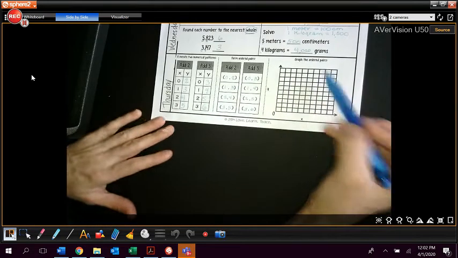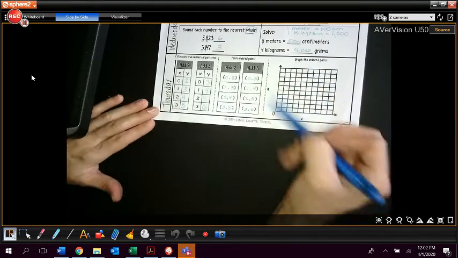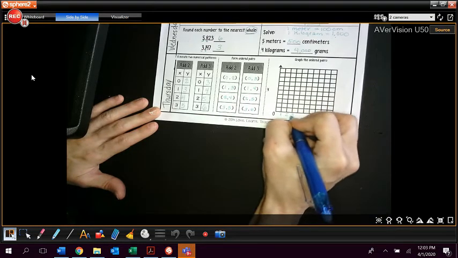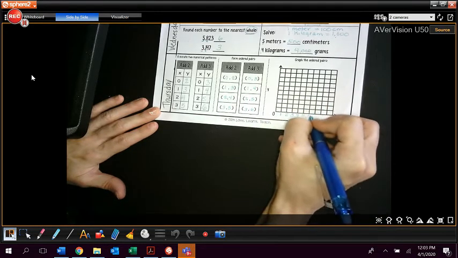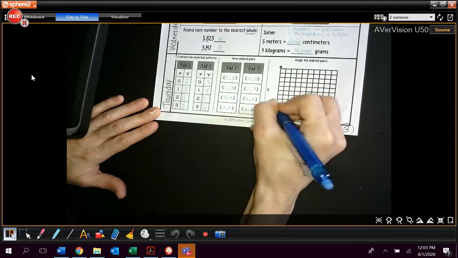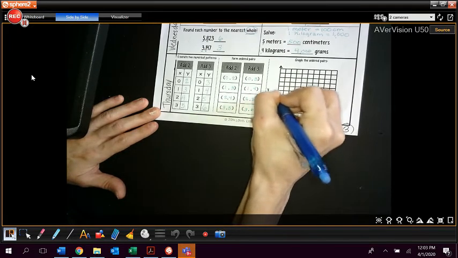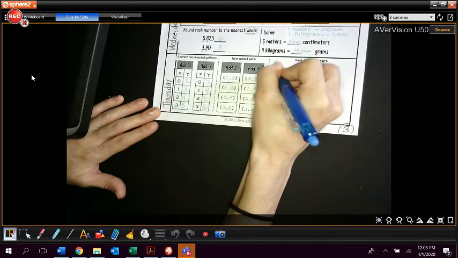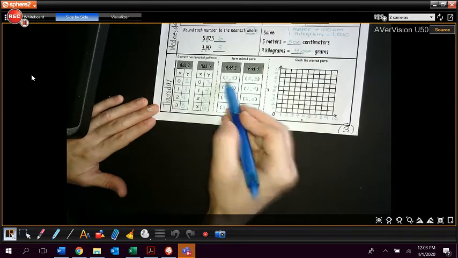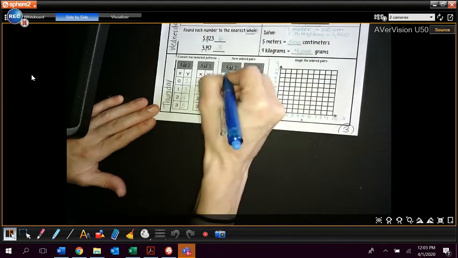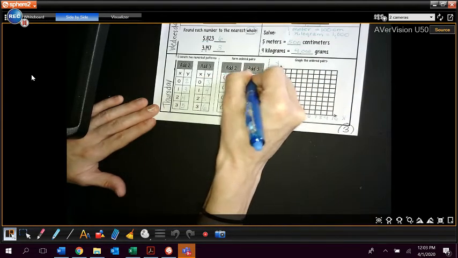Now remember what I talked about when we graph, we always want to make sure we complete our graph first. So I'm going to go ahead and write the numbers at the bottom, just to make it easier on me when I'm plotting my dots. Now I can actually plot. Remember, this is our x and this is our y. We always start with x, then y.